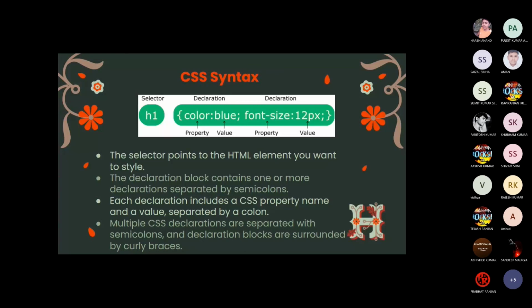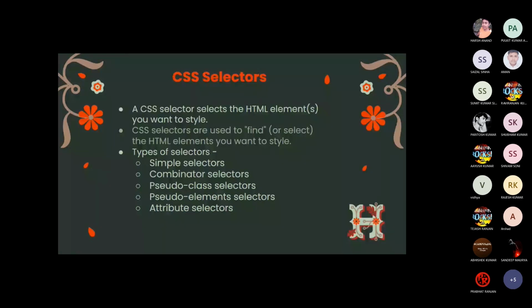So a CSS selector selects the HTML elements that you want to style. There are many types of selectors. No need to worry about all this. Just for now, remember this: the simple selector, combinator selector, pseudo class selector, pseudo element selector, and attribute selector. We will learn only about the first one, that is the simple selector.